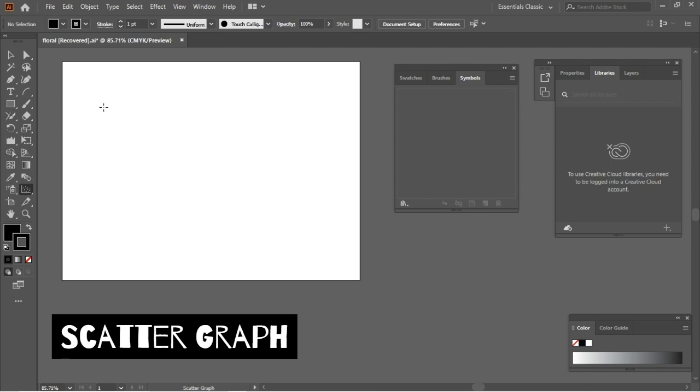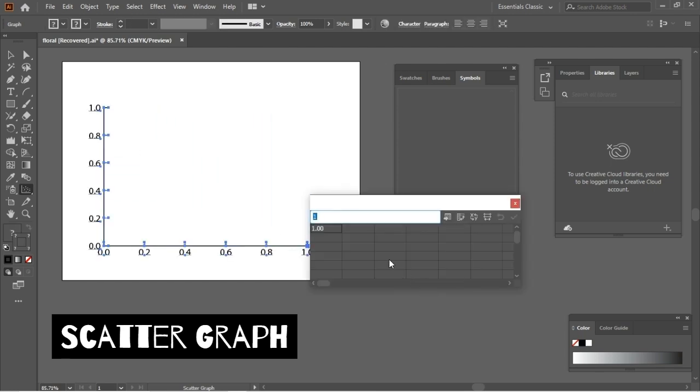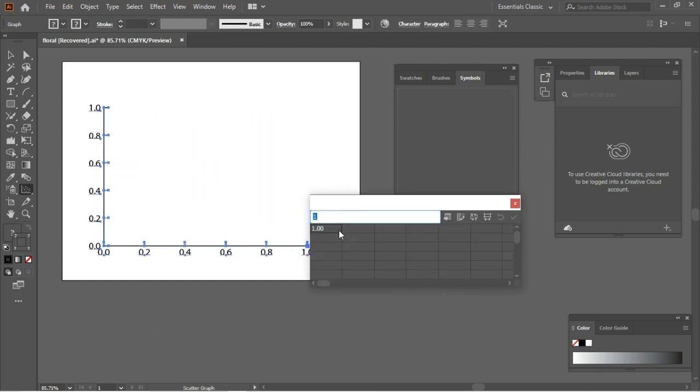A scatter graph is made up of several points scattered across the graph.